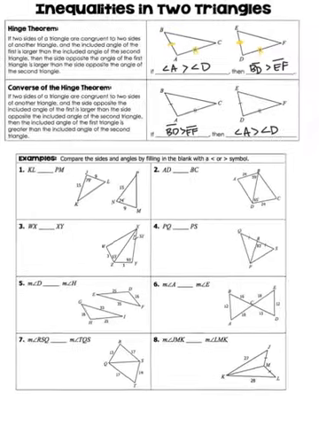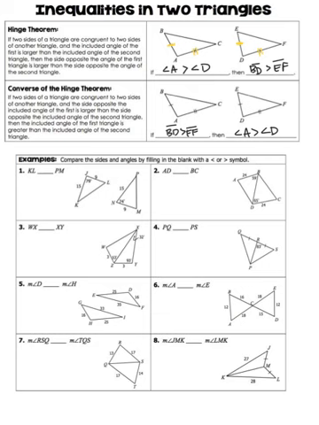Okay, all right, here we go. Compare the sides and angles by filling in the blank. So if we look at KL and PM, that's what we're comparing. Well, we got to look at the angles. So angle J is greater than angle N. So that means KL is greater than PM. All right, 2, AD compared to BC. So we want to compare AD and BC. Well, BC has a greater angle across from it, right? So that means AD would be less than BC.